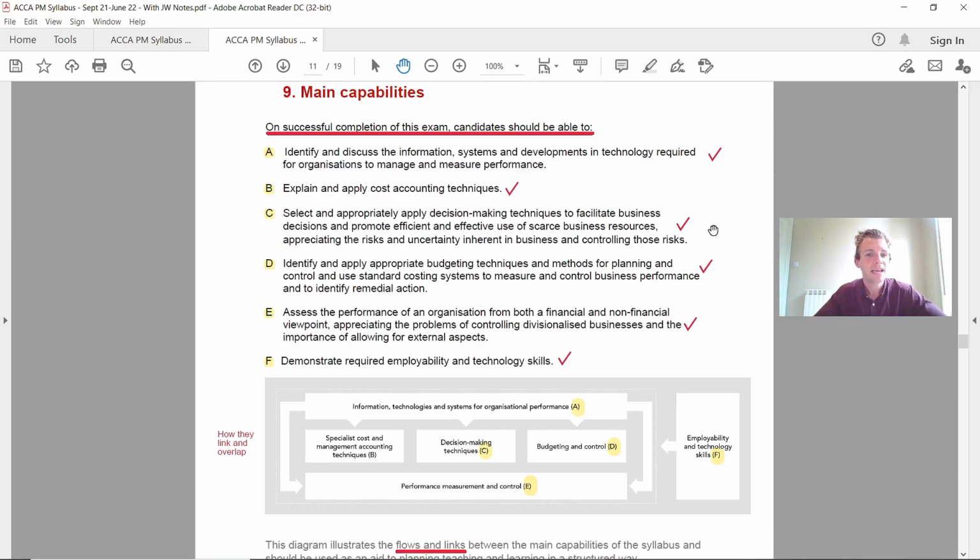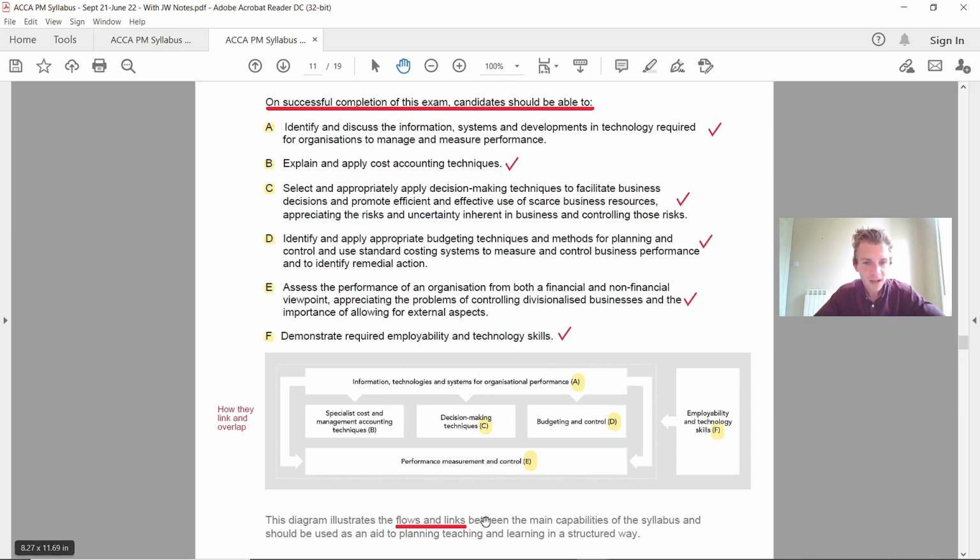these are the main capabilities. So when we touched on earlier about categories A to F, this is just breaking it down for you. You've got the little diagram, especially if you're completely new to the performance management exam. This nicely demonstrates in the diagram below how it all flows and links together, how they overlap, and saying, well, what are the important areas that I need to be aware of? C, D, and E are usually the big ones on there.